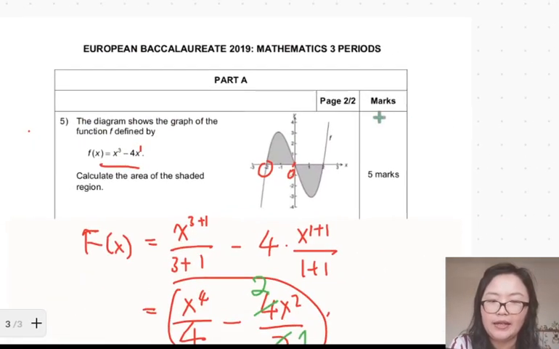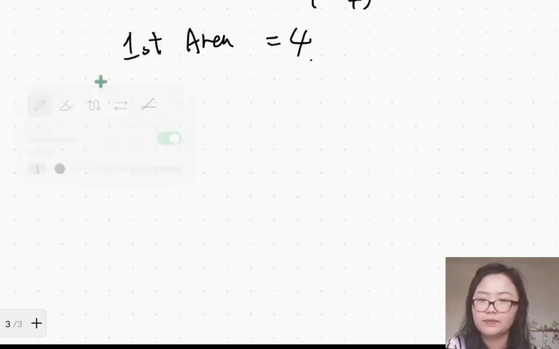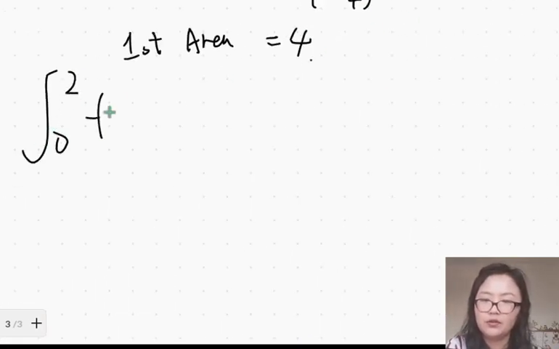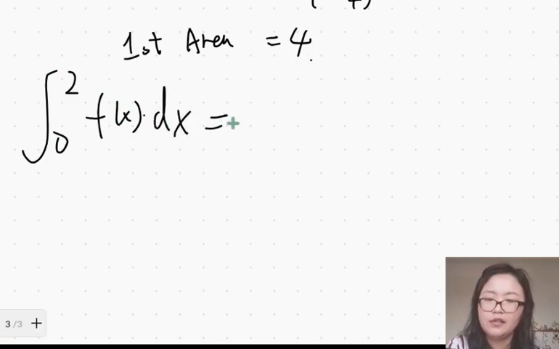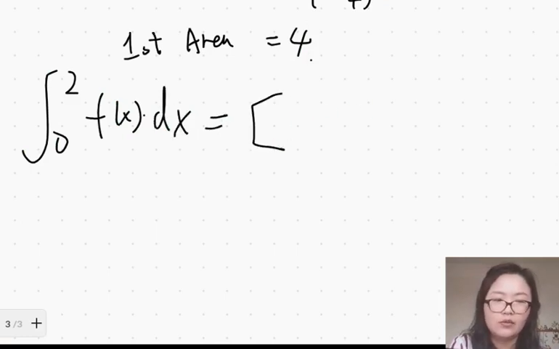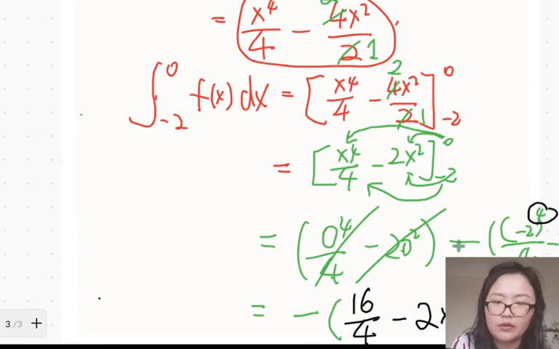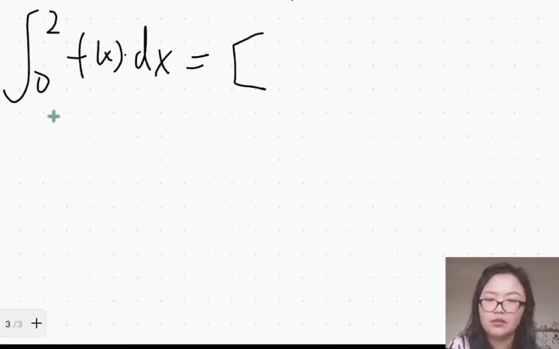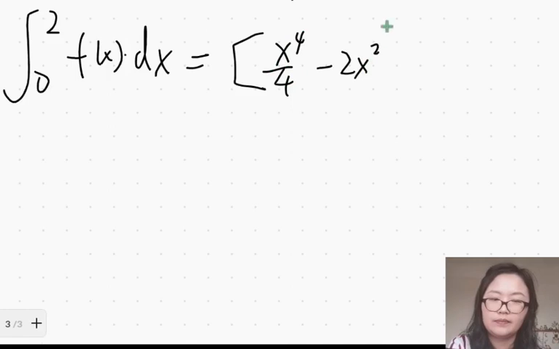Okay, then we're going to look at the second area. So we're going to go back and look at the boundary. So it's from 0 to 2. So then we're going to do integration again, but the new boundary is from 0 to 2. The integral from 0 to 2 of f(x) dx. So the previous was, okay, let's go back to have a quick look. x to the power of 4 divided by 4 minus 2x squared. Okay, and boundary is 0 to 2.